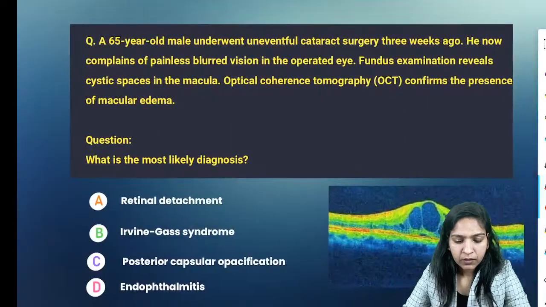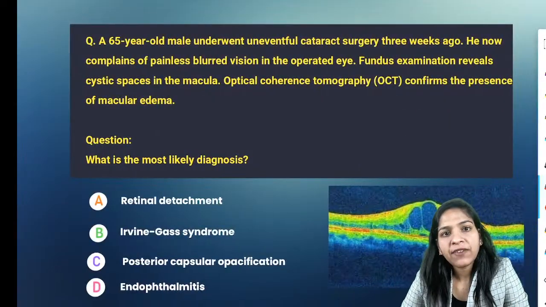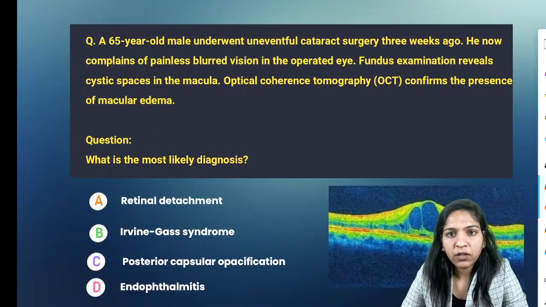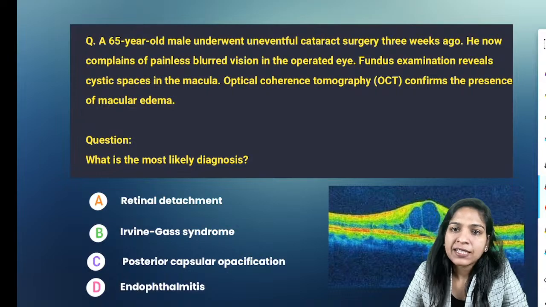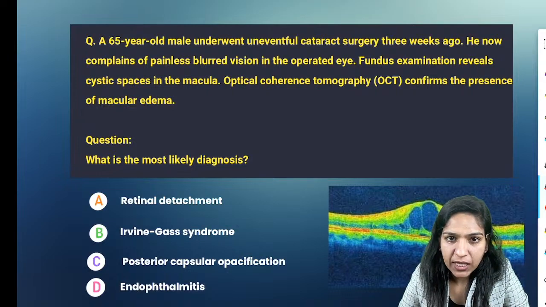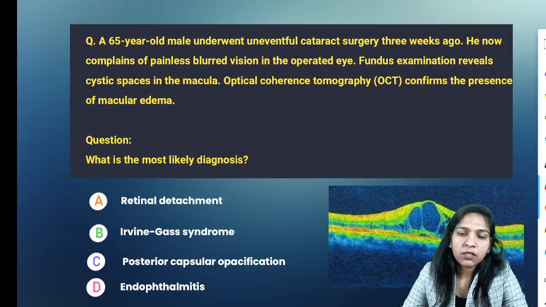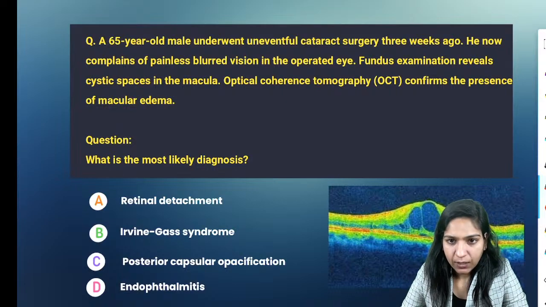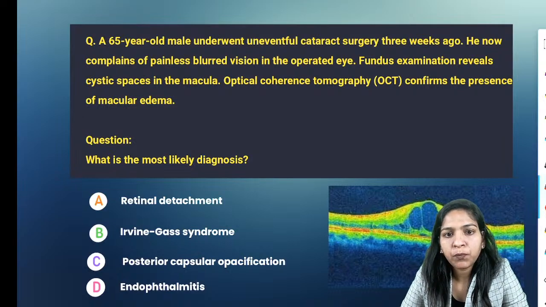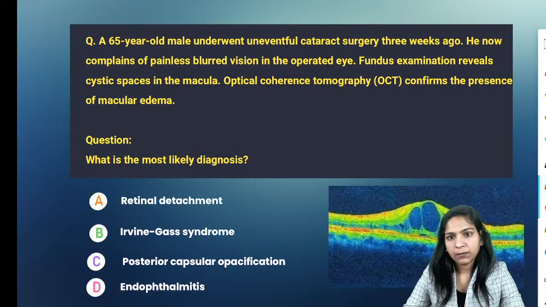Right? The next question was, a 65-year-old male underwent uneventful cataract surgery 3 weeks ago. He now complains of painless blurred vision in the operated eye. Fundus examination reveals cystic spaces in the macula. OCT confirms the presence of macular edema. What is the diagnosis? The options were retinal detachment, Irvine-Gass syndrome, posterior capsular opacification, and endophthalmitis.